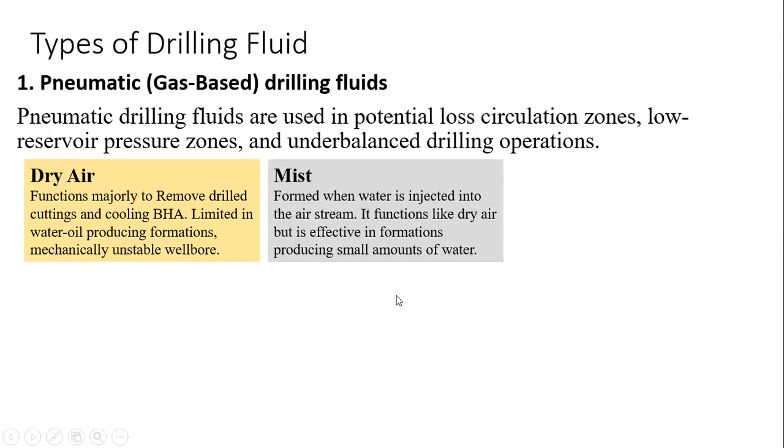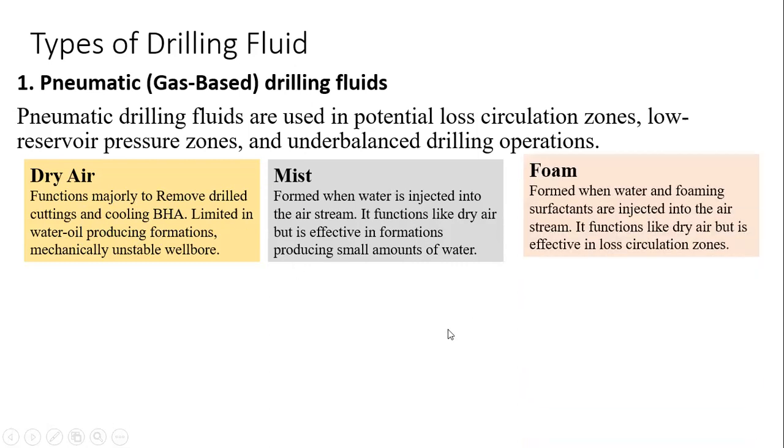Let's look at the next type of gas drilling fluid. We have the mist. The mist type is formed when water is injected into an airstream. So we have the airstream going into the wellbore whilst you are injecting droplets of water, and it forms what we call the mist. The mist type also functions like the dry air, but is more effective in formations that produce small amounts of water. Remember, we said that the dry air is limited in water or oil producing formations, but the mist is more effective in that.